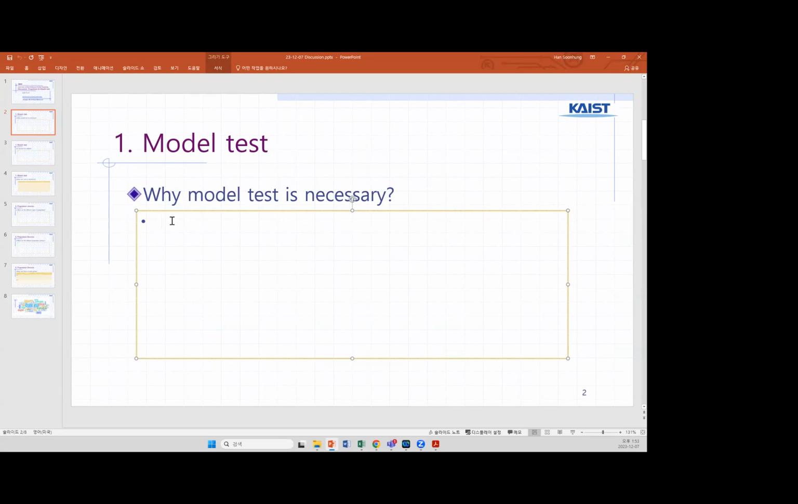To use model tests to be sure that our calculations were right before making the full prototype and the real scale ship. Yes, that's right. And is there any other ideas? Okay. Is there any ideas? Why is model test important and why are we doing this?